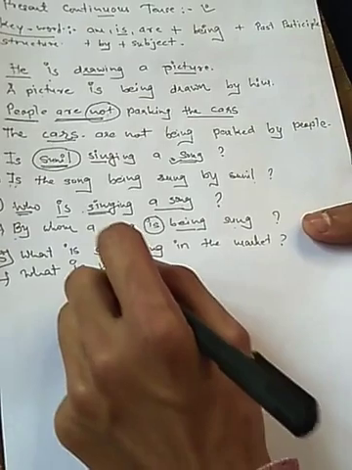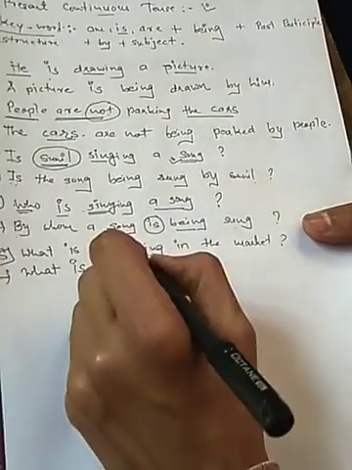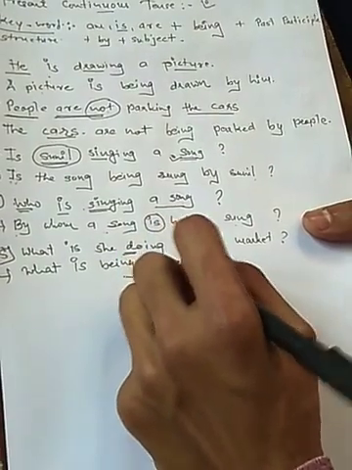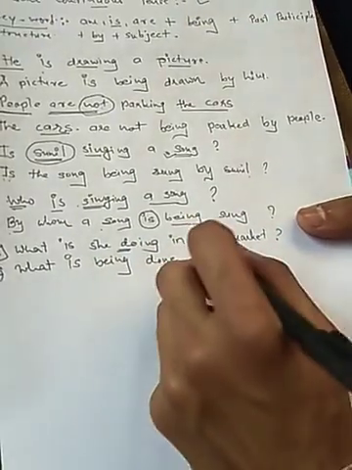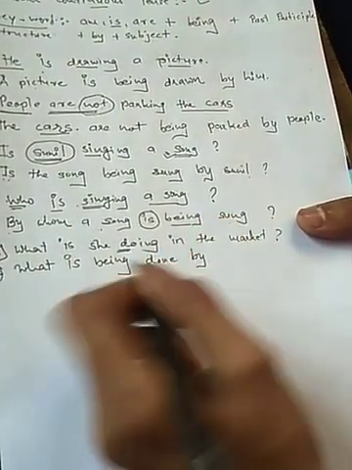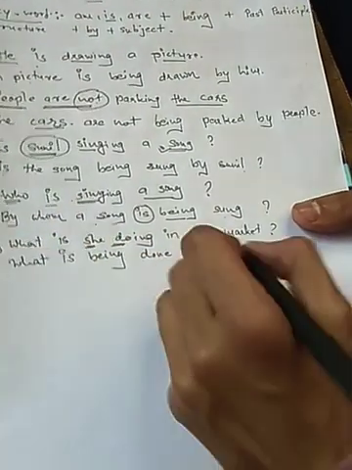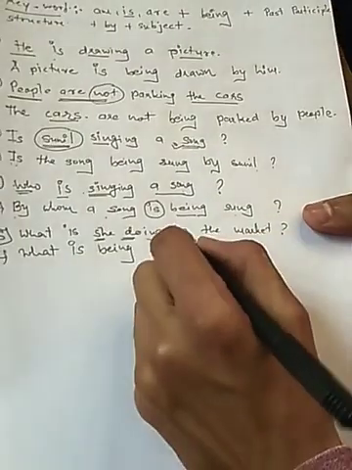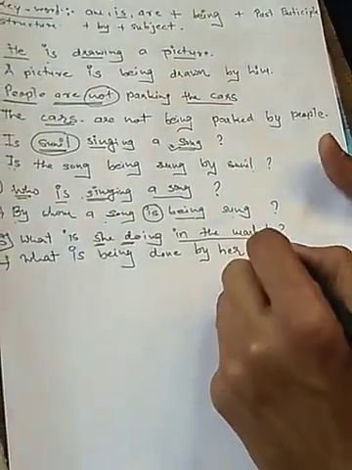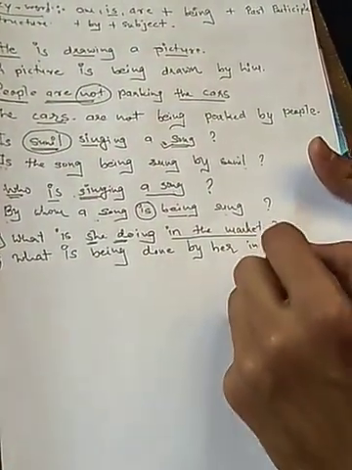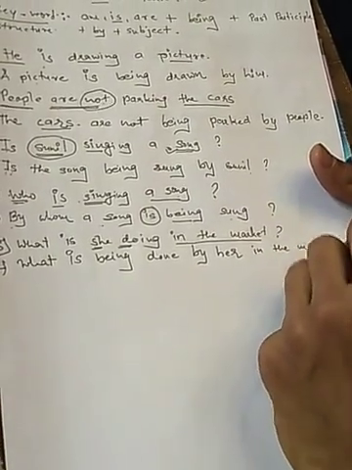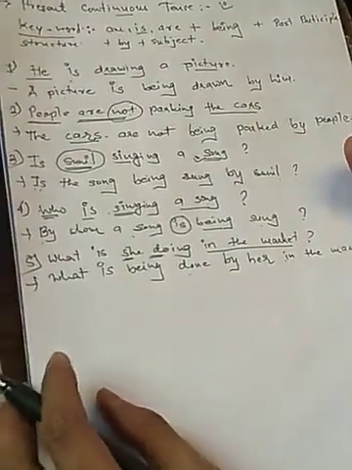Then after that being, now the past participle of to do, that is done. What is being done by, the subject is she, that's why we are going to put her. What is being done by her in the market. In the market is considered as other words, so put it as it is. This is your answer. What is being done by her in the market?